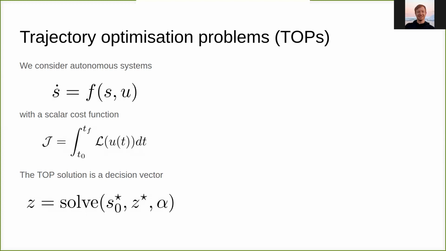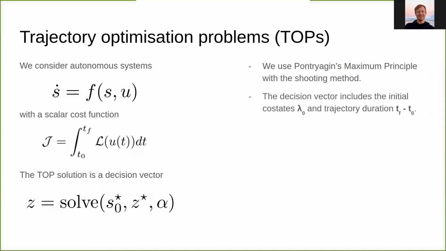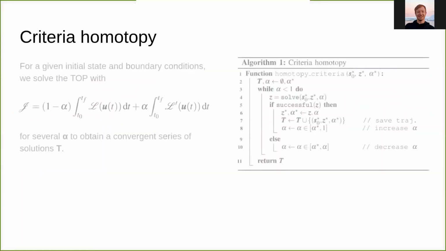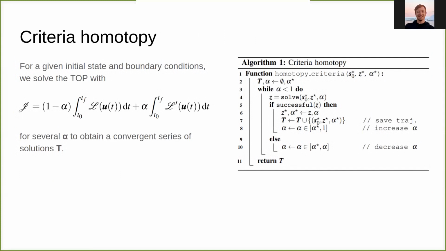With the initial state, decision vector, and homotopy parameter, the optimal trajectory of states and controls is straightforwardly obtained through numerical integration. In our paper, we use Pontryagin's maximum principle with the shooting method to solve this problem, where the decision vector variables are the initial costates and trajectory duration. However, if we only had a black box dynamics model, for example through system identification, we could instead use direct collocation methods. As previously described, we use a homotopic cost function and iteratively solve the trajectory optimization problem with increasing values of the homotopy parameter alpha.